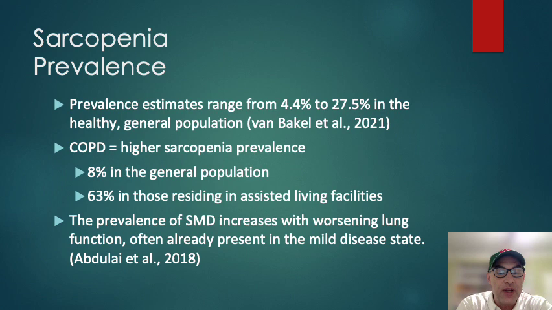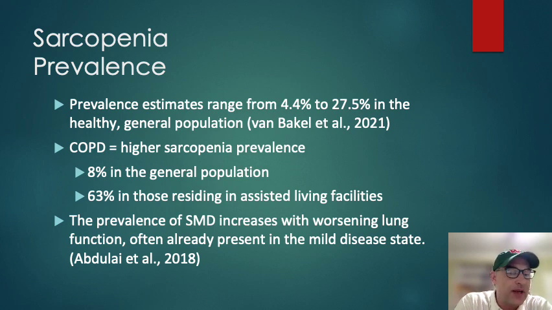So we can make a comparison between the general public as well as with people with COPD, and an interesting contrast there between people with COPD who are in the general population with a noticeable 8% prevalence of sarcopenia, but those in assisted living facilities where, in many cases, very limited tolerance for physical activity, as high as 63% prevalence.